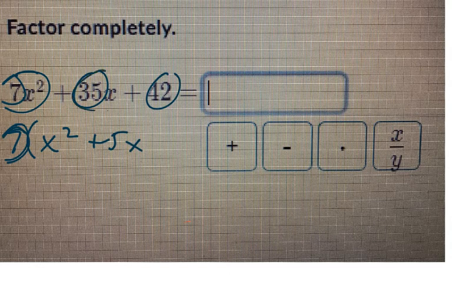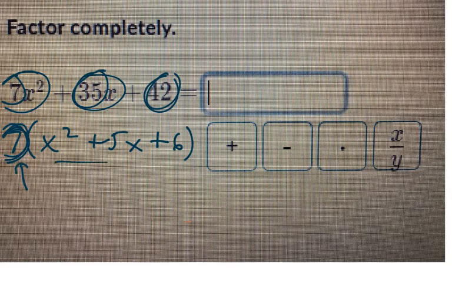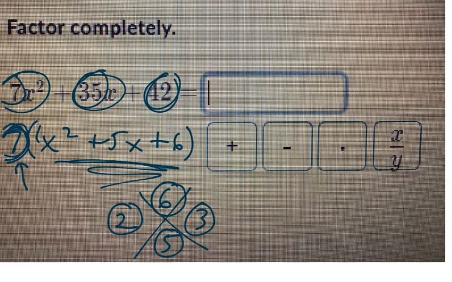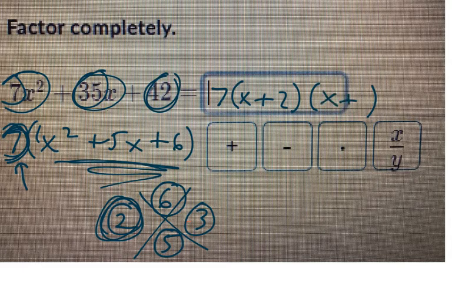5x times 7, 35x. 6 times 7 is 42. Now that I've factored out this 7, look how much easier that is. Now that one I'm just going to do the x on. 1 times 6 is 6 with a 5 in the middle. So I know that 2 times 3 is 6 and 2 plus 3 is 5. So my answer is the 7, and then I have my parentheses, x plus 2, x plus 3.